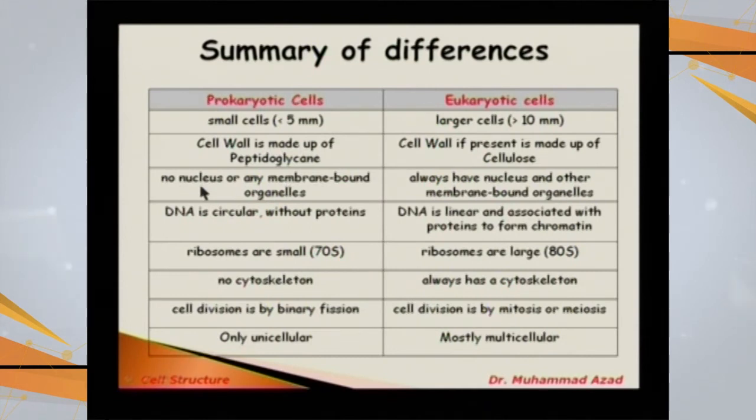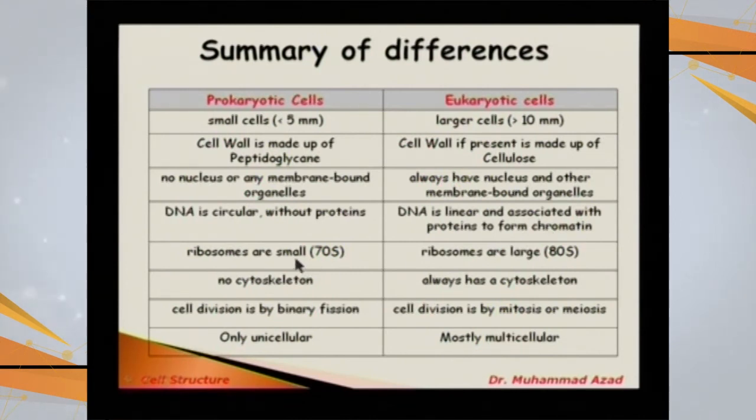Then no nucleus or membrane-bound organelles, while they are present in the eukaryotic cell. In the prokaryotic cell, DNA is circular, there are no histone proteins, and no chromosomes, while in the eukaryotic cell, DNA is linear, associated with protein, and present in the form of chromatin, which coils to form the structure of the chromosome.